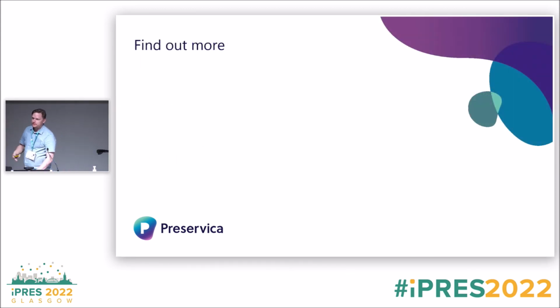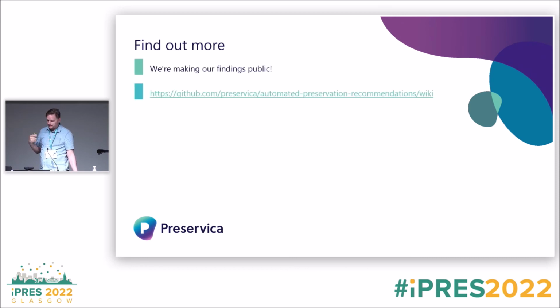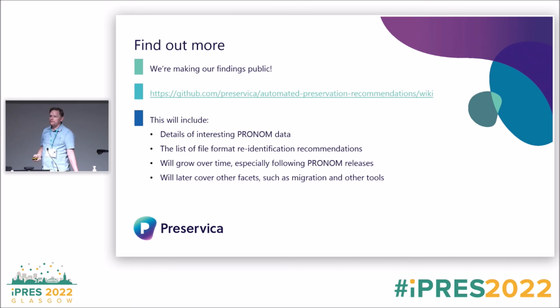So this really just scratches the surface. There's 500 or so formats that I've assessed so far where I'm making a re-identification recommendation. We've published them all on our Preservica GitHub wiki. Also on there is what I call the PRONOM House of Curiosities, where I go into these 3 specific stories in a lot more detail. Do have a look. But the point is that we'll publish this information. It will grow over time. That's it.